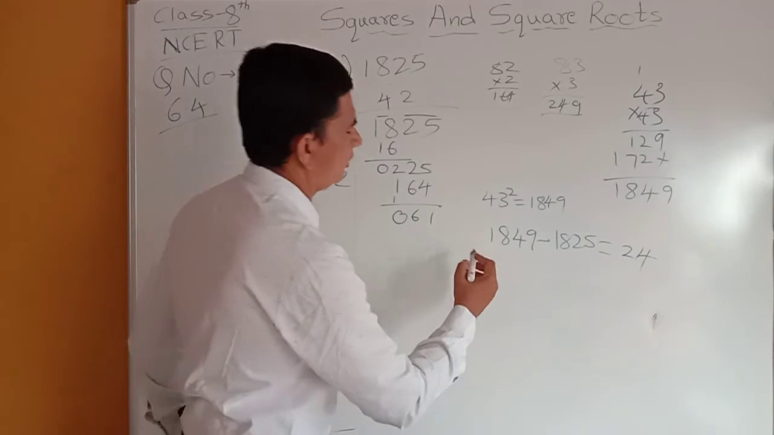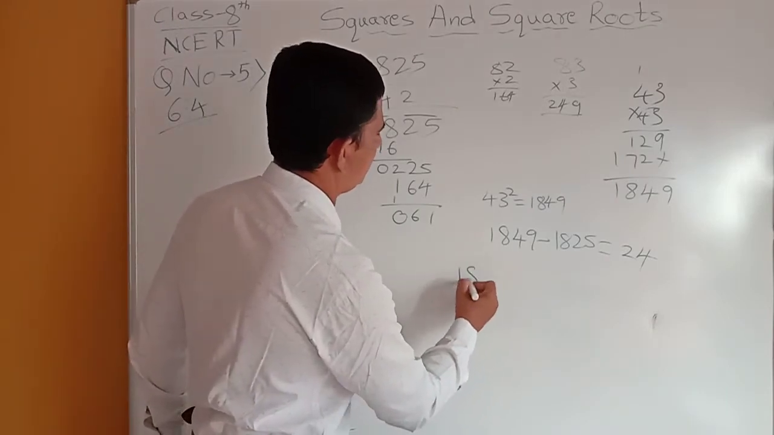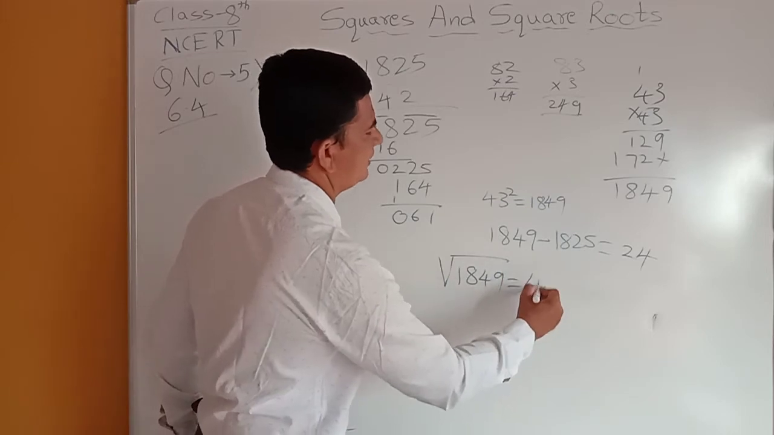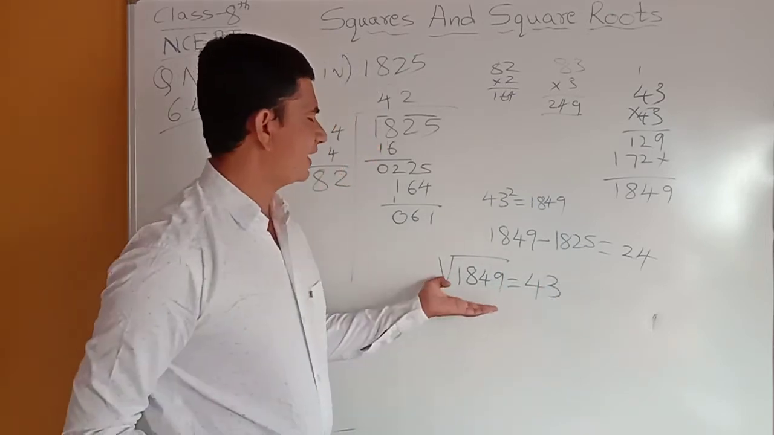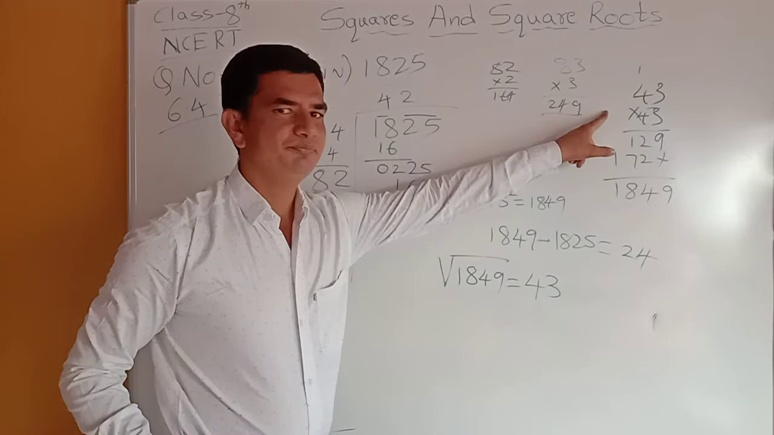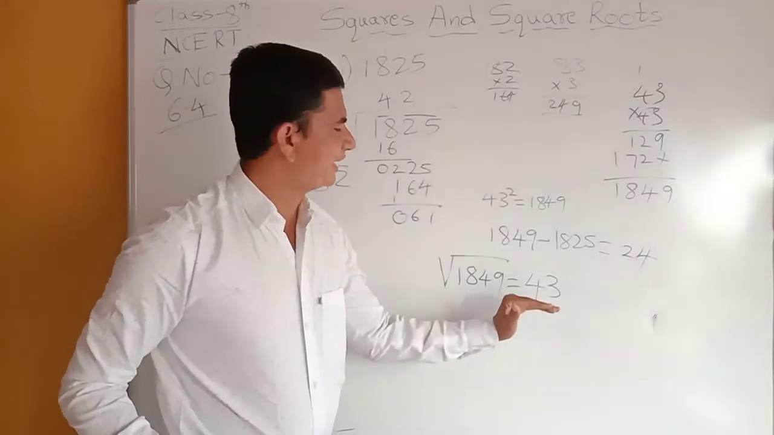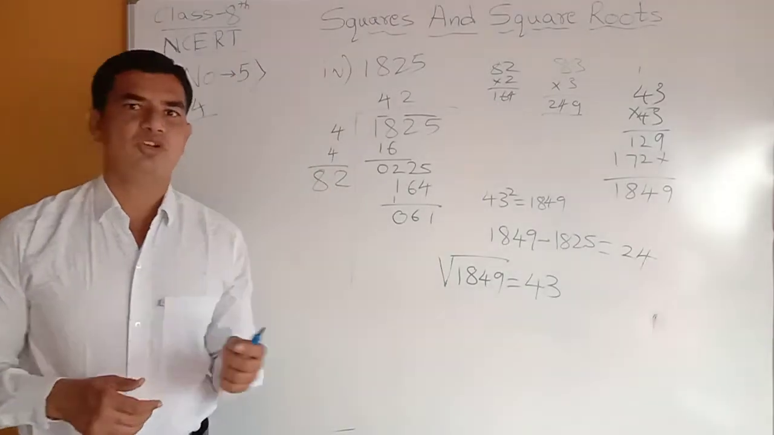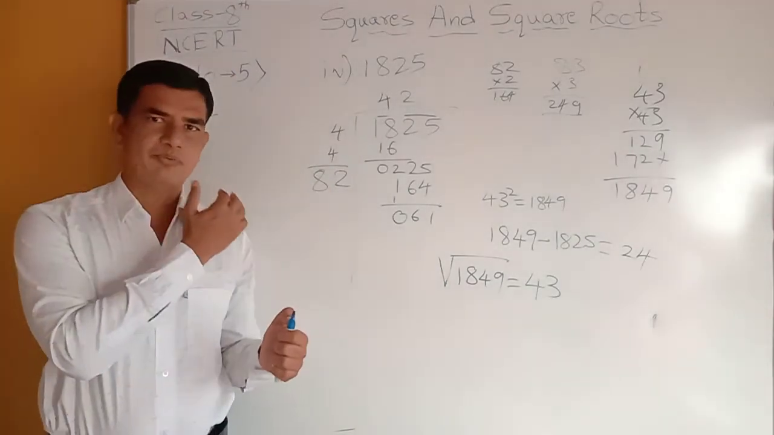Difference. Now after this, we got 1849. Now again we have to find out the square root of this. This is 43. No need to find this again. You already know that you did multiplication here. So we can write 43. Difference. This is the fourth question. Let's go for the last question, question number 5.